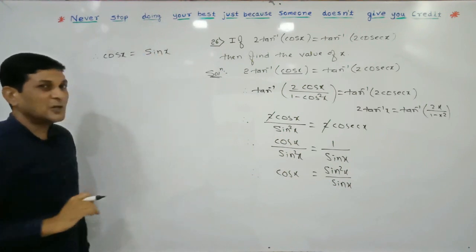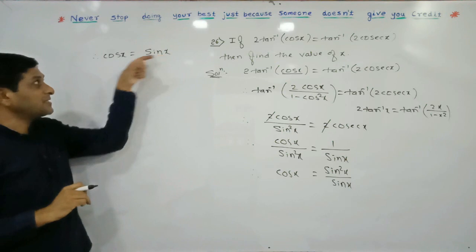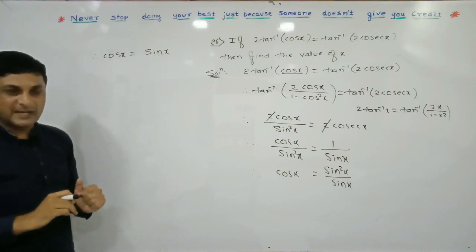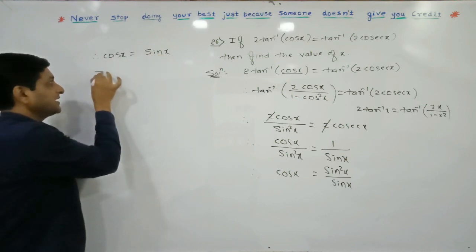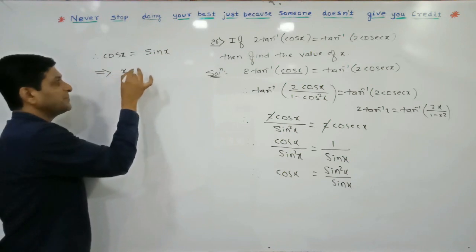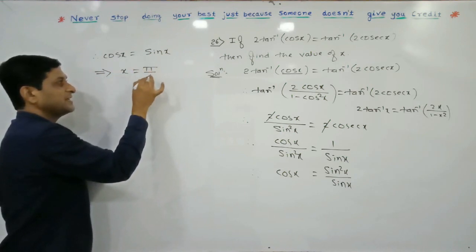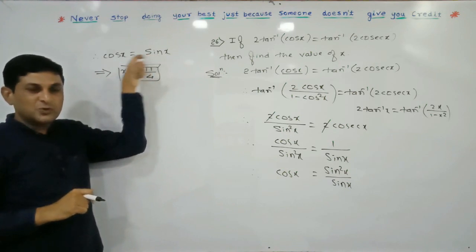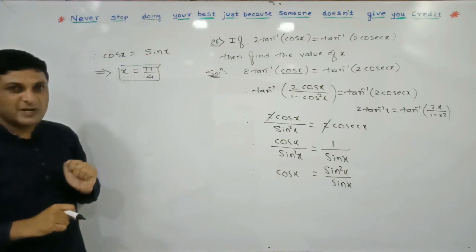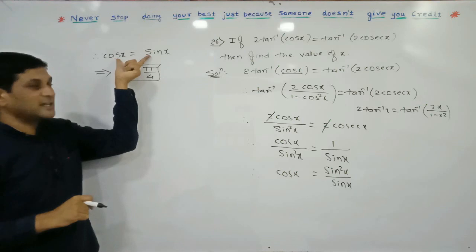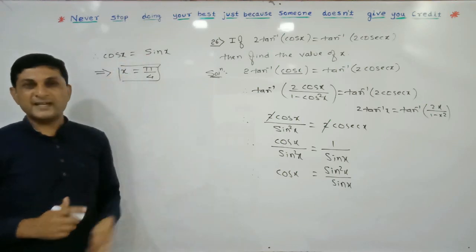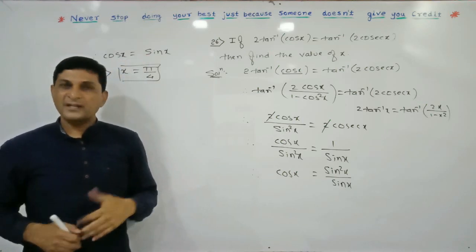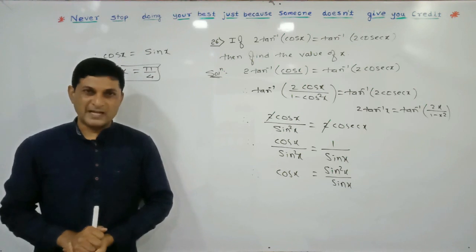Now here we can observe that the values of sin x and cos x are equal. And we know that sin x and cos x are equal only if x is equal to 45 degrees, that is pi by 4. We know that sin 45 is 1 by root 2 and cos 45 is also 1 by root 2, so these two values are equal. So we can conclude that x is equal to pi by 4. In this way we have got our required value x.